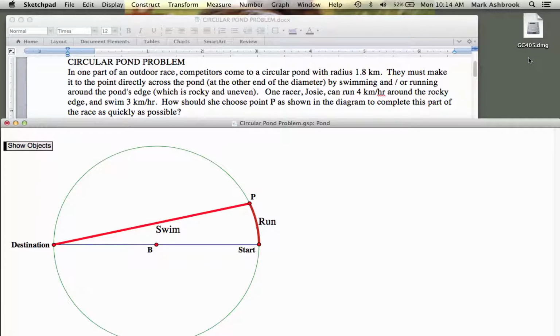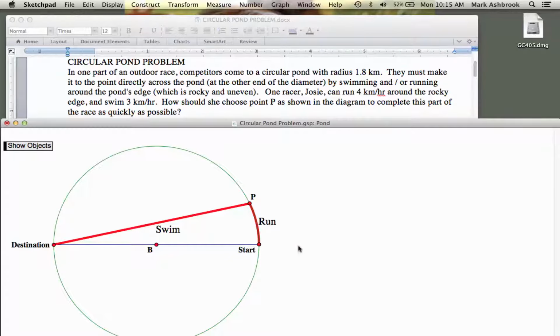Okay, I wanted to complete the problem from Friday's class with the circular pond, making it across the pond in the shortest time possible. And I actually want to start over with a variation on this problem I think is better. It says in one part of an outdoor race, competitors come to a circular pond with a radius of 1.8 kilometers. They must make it to the point directly across the pond, the other end of the diameter.